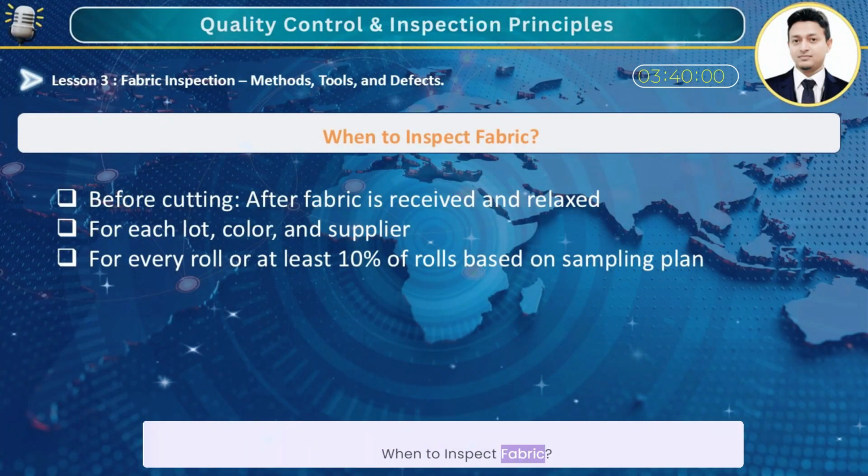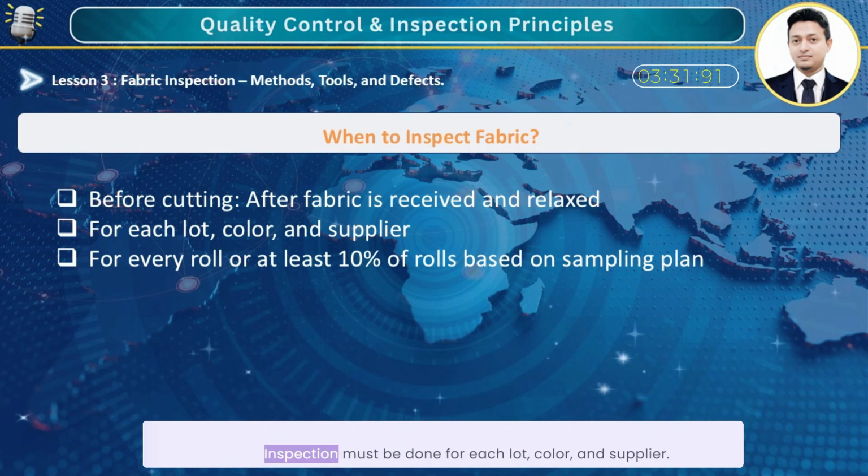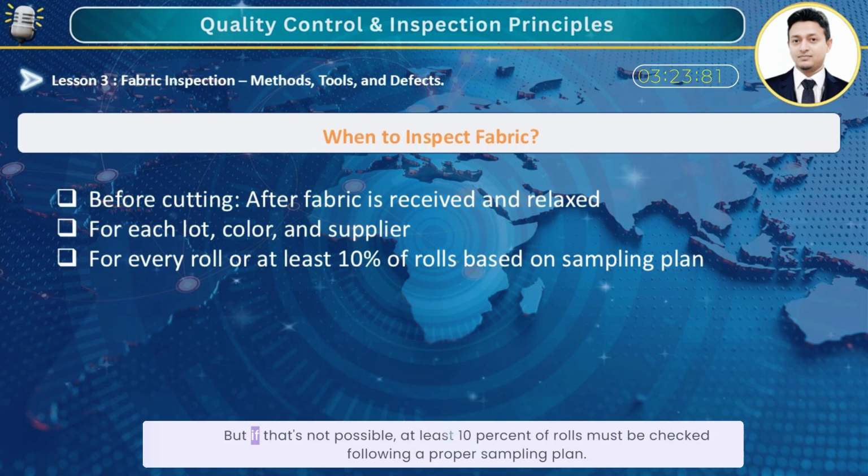When to inspect fabric? Fabric should always be inspected before cutting, after it has been received and allowed to relax. Inspection must be done for each lot, color, and supplier. Ideally, every roll should be inspected. But if that's not possible, at least 10% of rolls must be checked following a proper sampling plan.